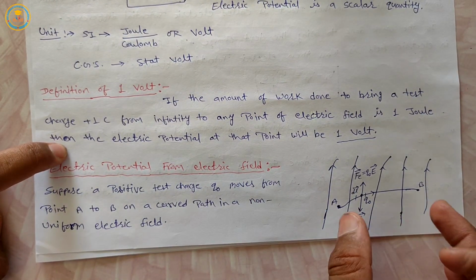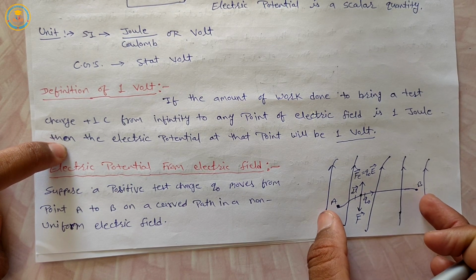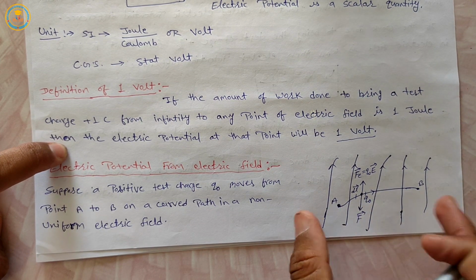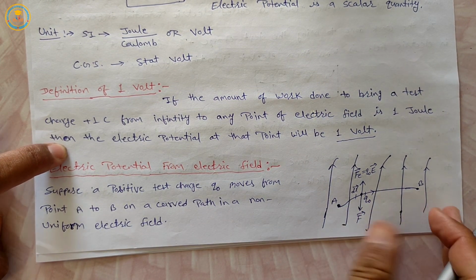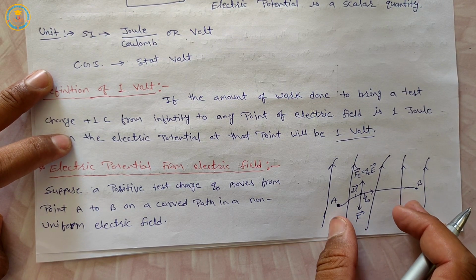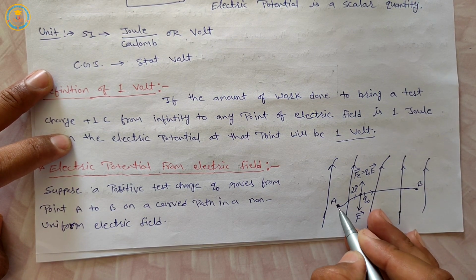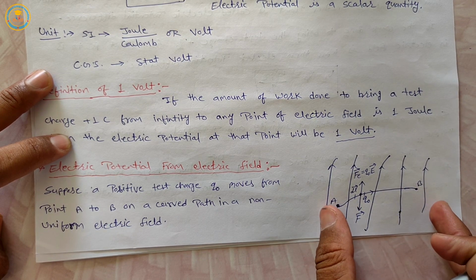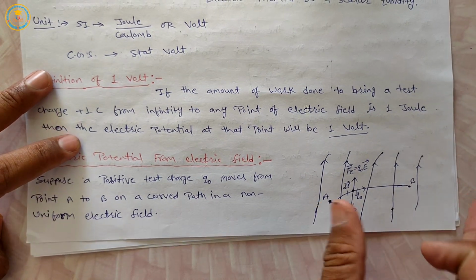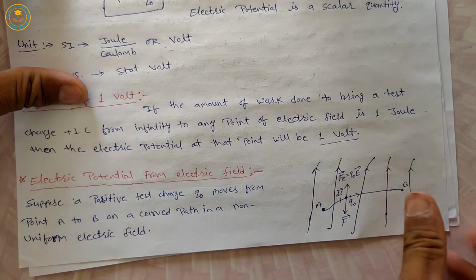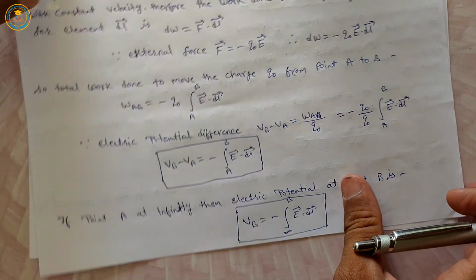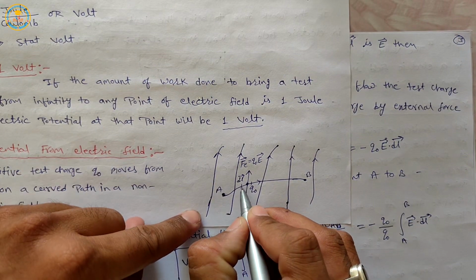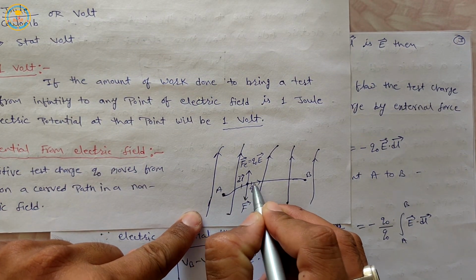So suppose a non-uniform electric field as seen in this figure. In this electric field, a positive test charge q naught moves from point A to B on a curved path. In this case, we take a small displacement on this curved path, dl.